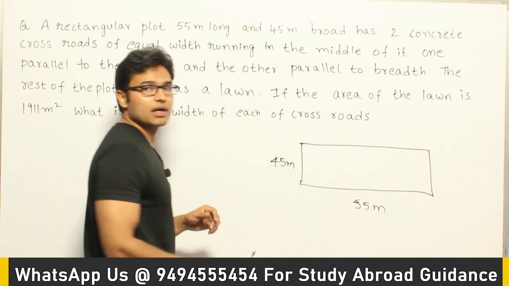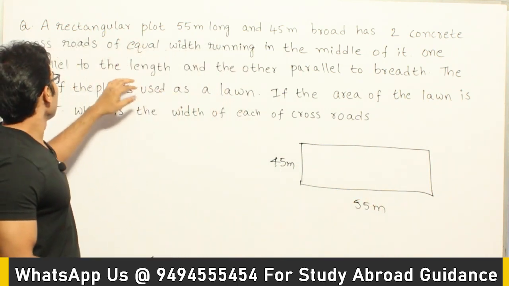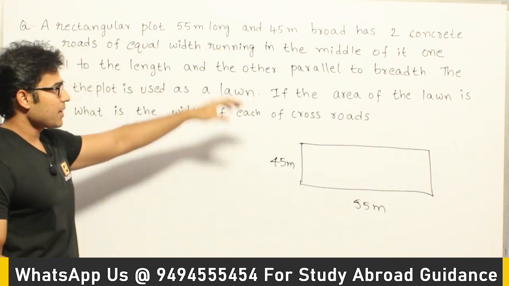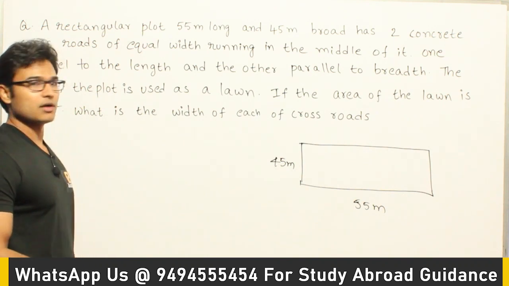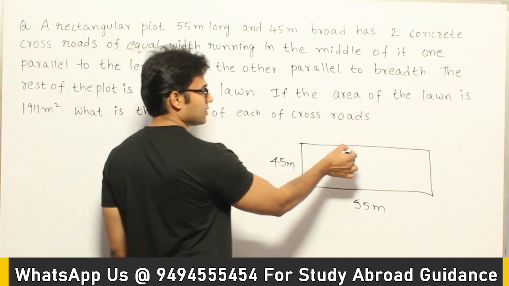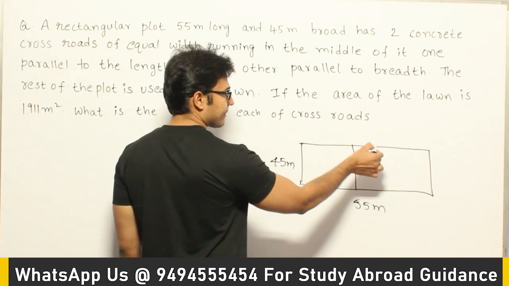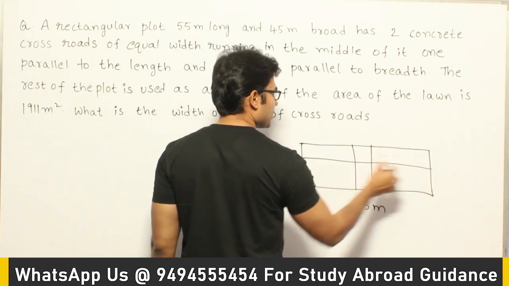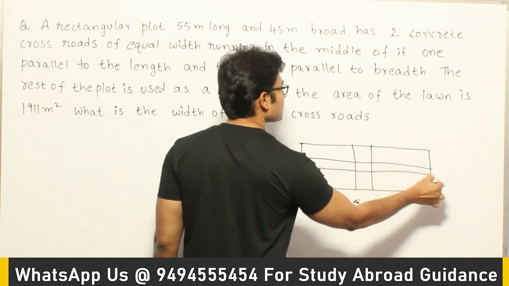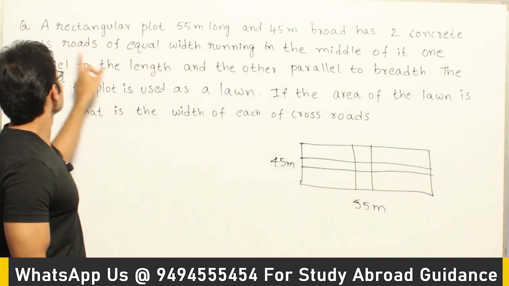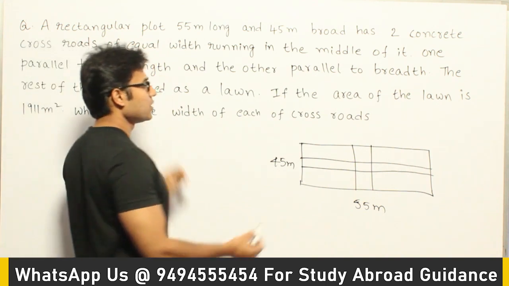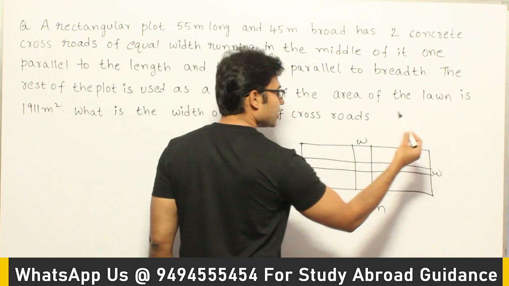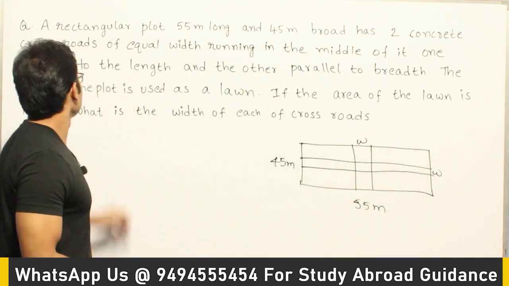That is what is given, and they are saying that concrete roads of equal width are running in the middle, one parallel to the breadth and the other parallel to the length. There are concrete paths running like this. So if you assume that the width of this one is W, then the width of this one is also going to be W. Right?